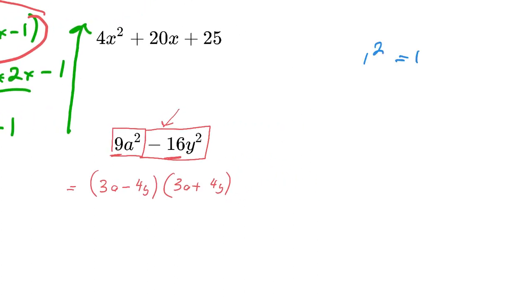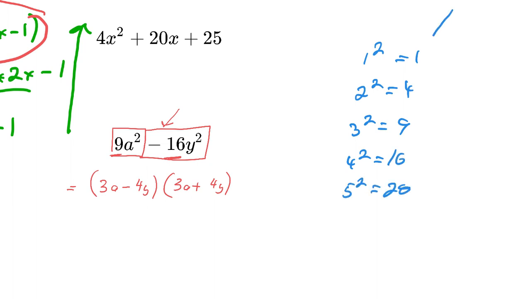Just a quick refresher on what a perfect square is. 1 squared is 1. 2 squared is 4. 3 squared is 9. 4 squared is 16. 5 squared is 25. These are all perfect squares. And when you square root them, you get back to the original number before you square. So 9 and 16 are both perfect squares.